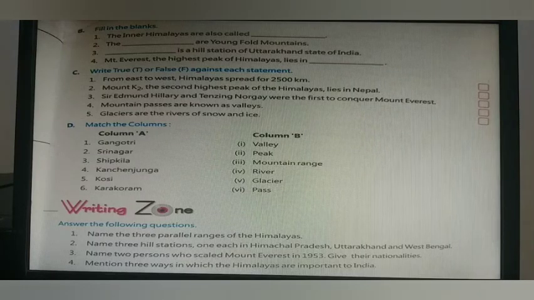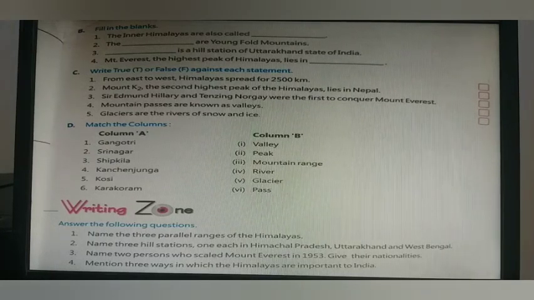Now, after this you have to solve a worksheet which is going to be given in a PDF file.